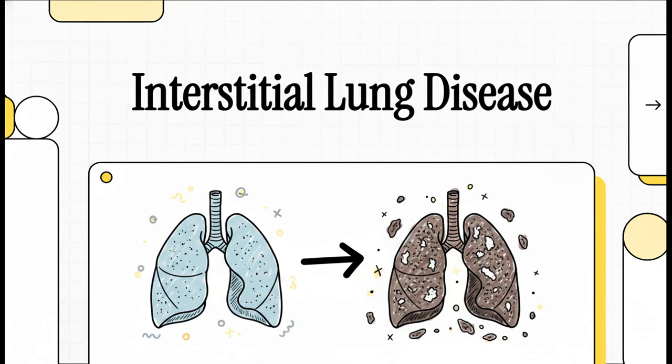Welcome to this explainer. Grab your markers and pull up a fresh grid because today we are mapping out interstitial lung disease. You know, ILD isn't just one single condition. It's actually a massive, super complex group of over 200 different disorders. But they all share this one terrible thing in common. They take a healthy, highly compliant lung and gradually turn it into a stiff, scarred sponge.